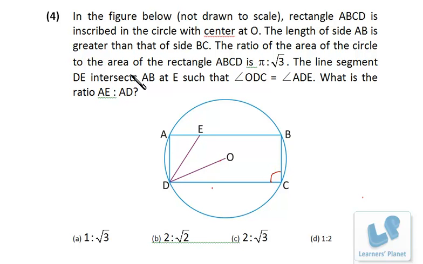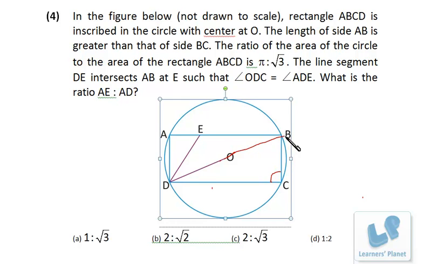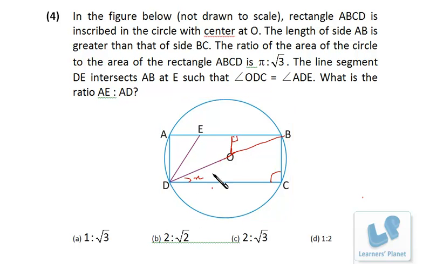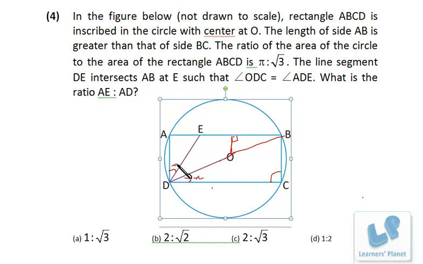The ratio of area of circle to the area of rectangle is pi is to root 3. The line segment DE intersects AB at E such that angle ODC is equal to angle ADE, right? Now what I do is I just complete this and I draw a line over here that's perpendicular, right? Now this angle is x as it is given. This angle is equal to this angle, that is angle ODC. ODC is equal to ADE, this angle, right?